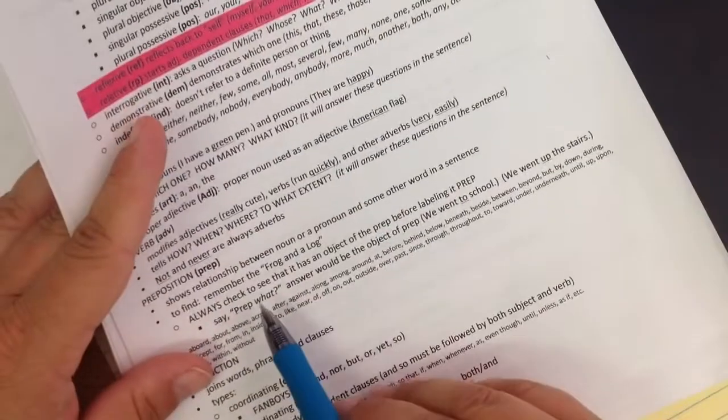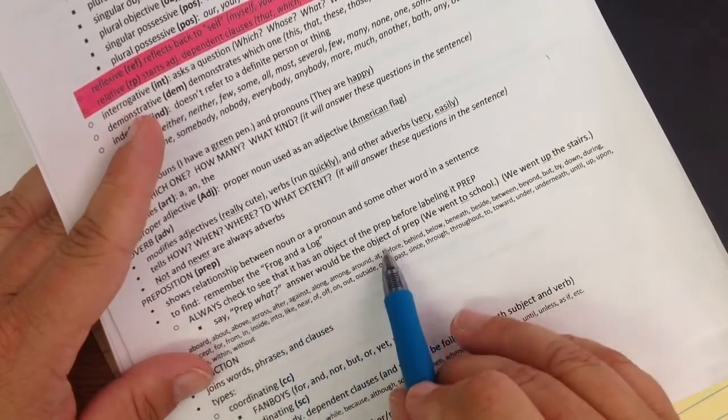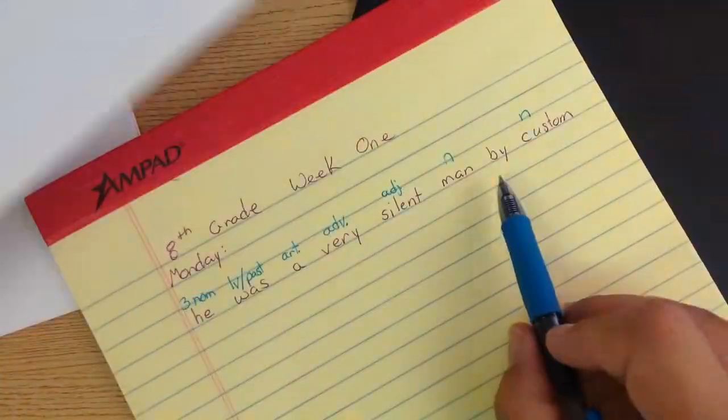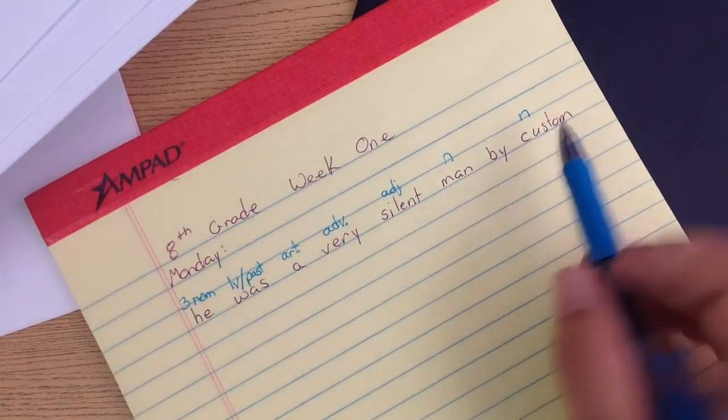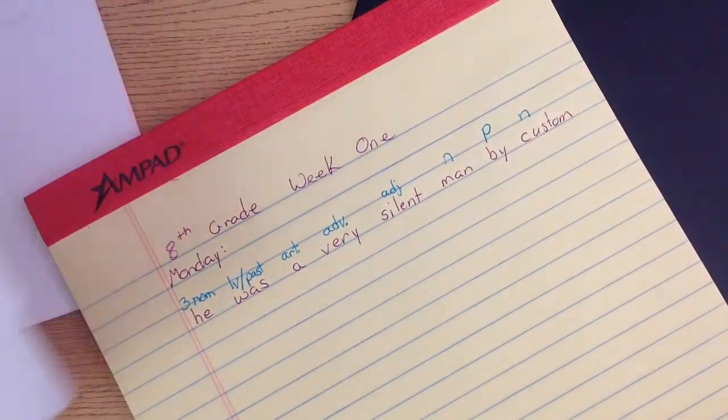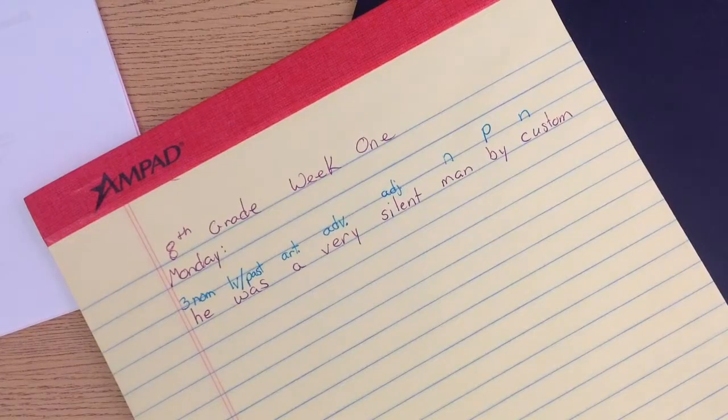To find a preposition, I always say preposition plus what, and the answer should be the noun or the object of the preposition. By is on my list. It's right there. So it can be a preposition. By what? Custom. So that is a preposition. Always check to make sure there's a noun that goes with it. Otherwise, it's not a preposition. And now I'm finished with Monday.